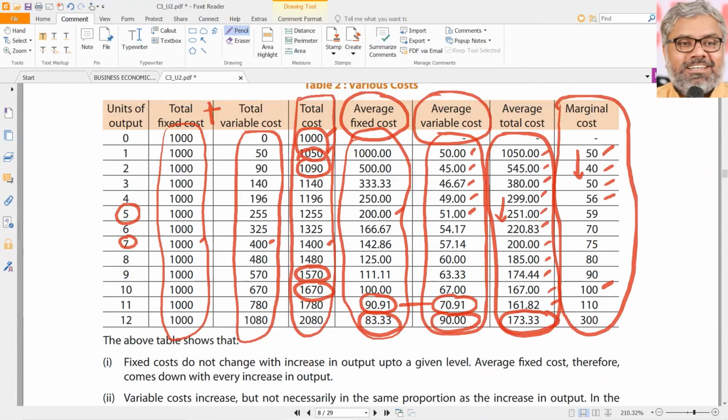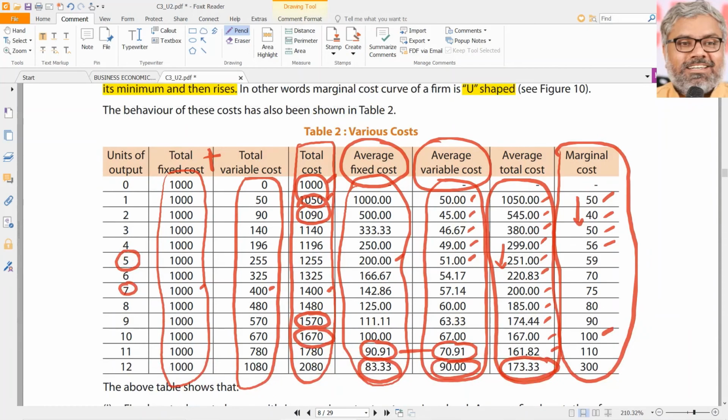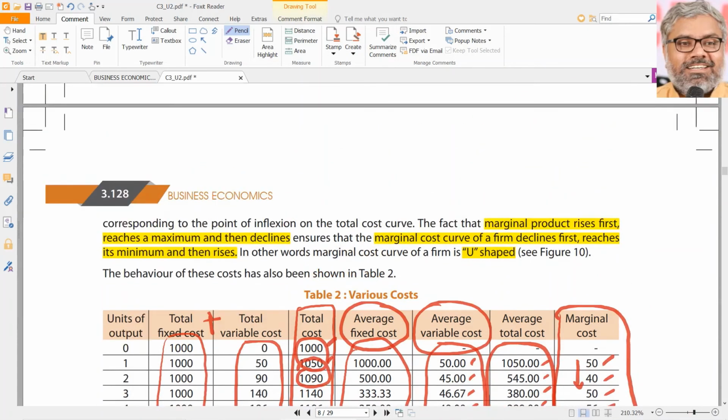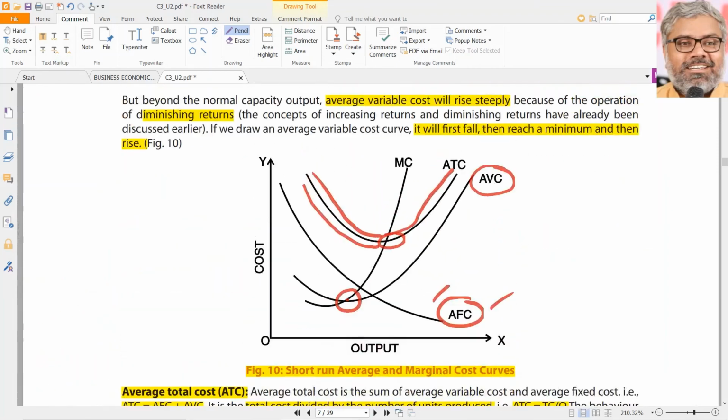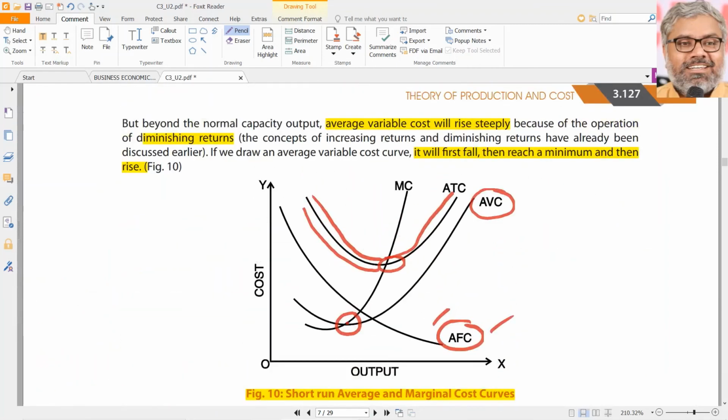That is how the total fixed cost, total variable cost, total cost, average fixed cost, average variable cost, average total cost, and marginal cost behave. If you observe and understand this table, that will be beneficial in understanding the graphs also. But of course, that table and graphs do not match exactly with the numbers.